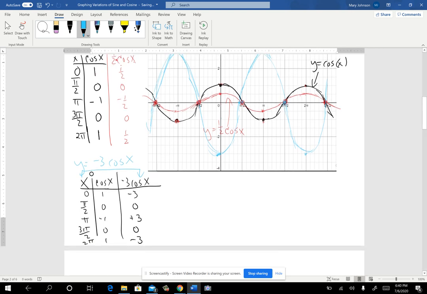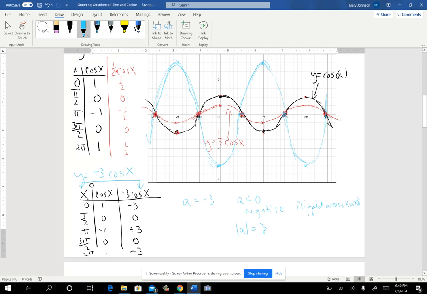Okay. So when you're looking at that one, A was -3. Because A was less than 0, because it was negative, that's why it flipped across the x-axis. You see that? And then the absolute value of A is 3. So that's what's telling you its amplitude. See how it's 3 units between the x-axis and the highest point, or 3 units between the x-axis and the lowest point? That is the amplitude.